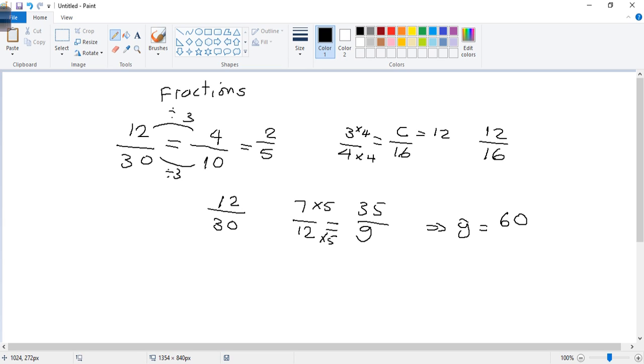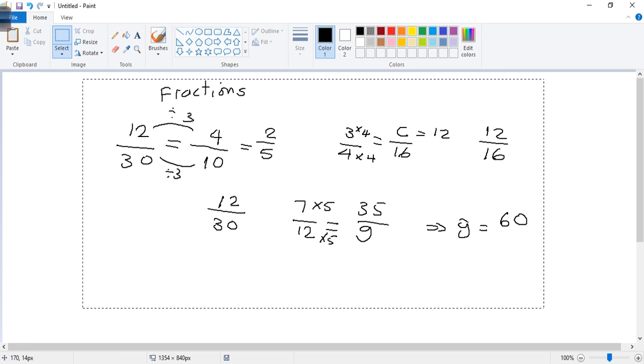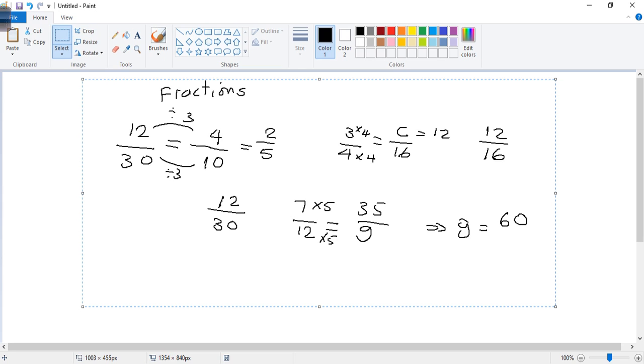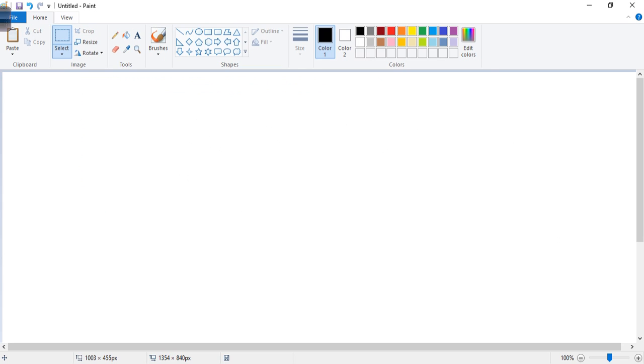Okay, we have another example. Let us clear the screen. It says: express the fraction 24 over 30 as a fraction in its lowest terms. Lowest terms means the simplest form.